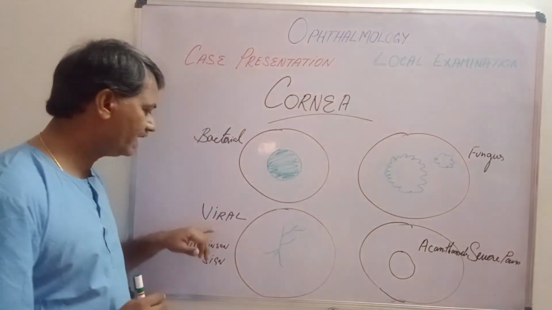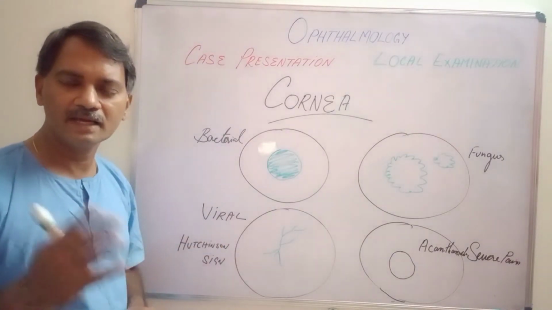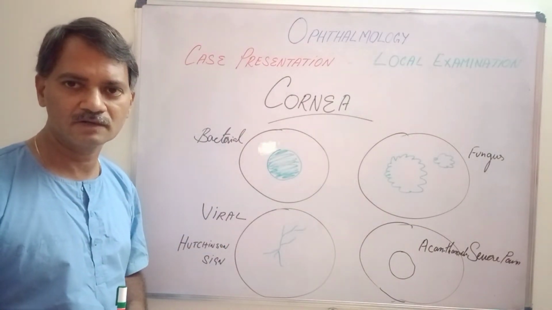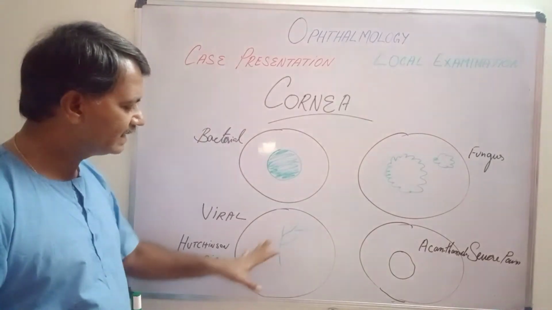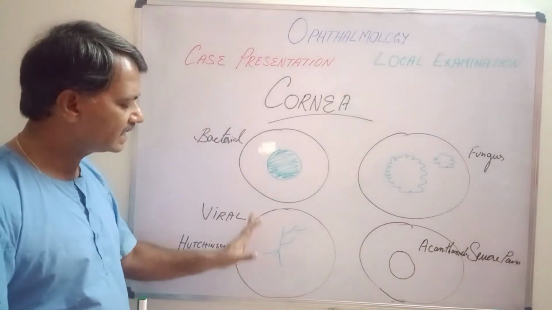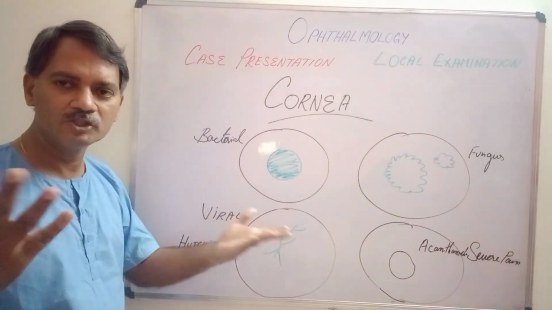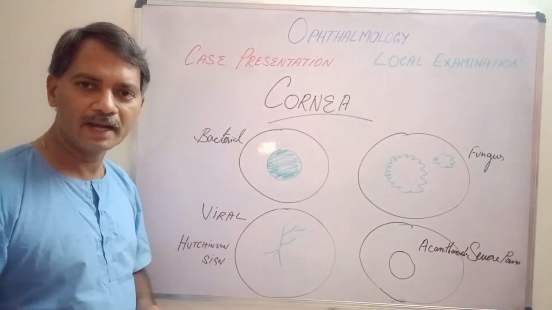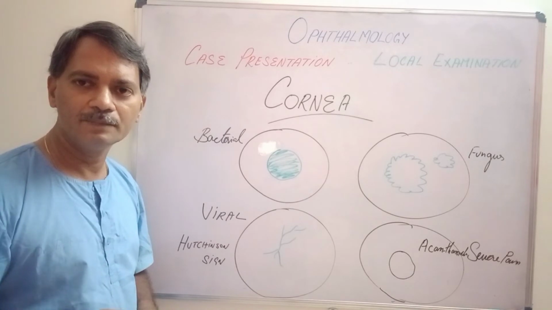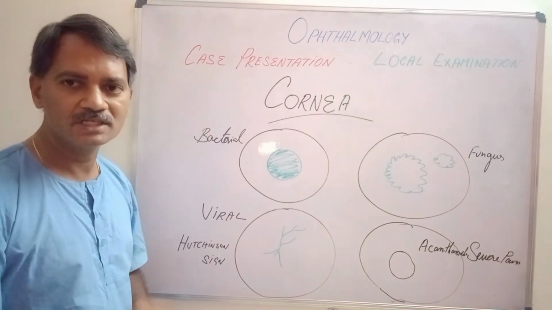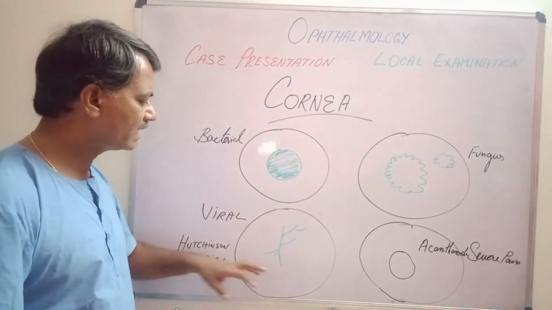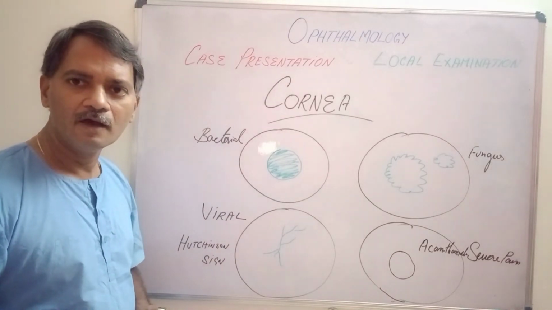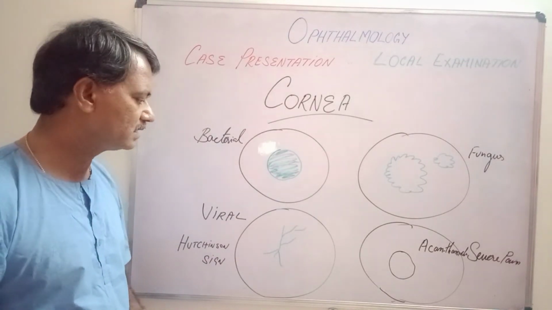Next, coming to the viral corneal ulcers caused by herpes simplex virus and herpes zoster virus. It will have a dendritic pattern. If these dendrites join together, it will become a geographic pattern. Initially, even before this dendritic pattern, the patient will have multiple epithelial erosions. All these things can be clearly seen using fluorescein staining, 2% fluorescein staining.